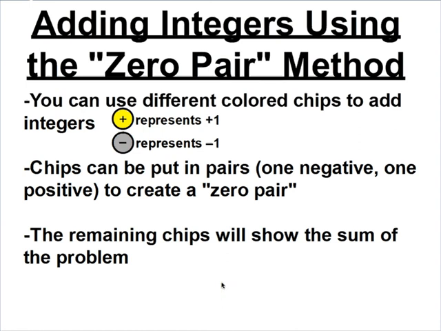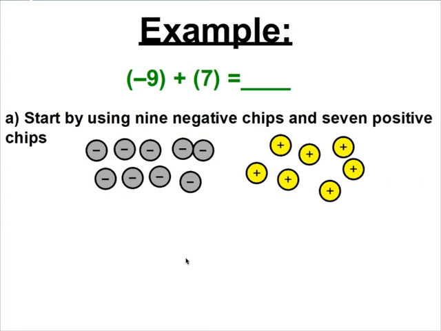So we can use that concept to help us figure out math problems without using either of the rules that we just were shown. So here's an example. Negative 9 plus positive 7. I'm going to start out with 9 negative chips and 7 positive chips. And what I'm going to do is pair them up. I'm going to pair one negative one and one positive one, and I'm going to keep doing that until I run out of chips to pair.